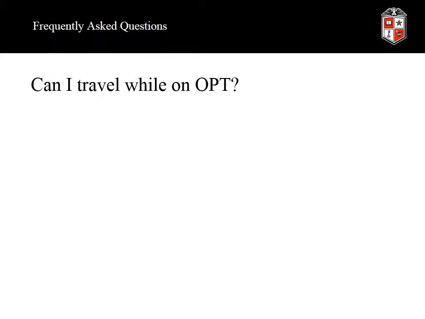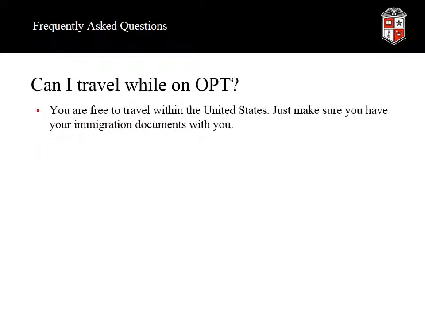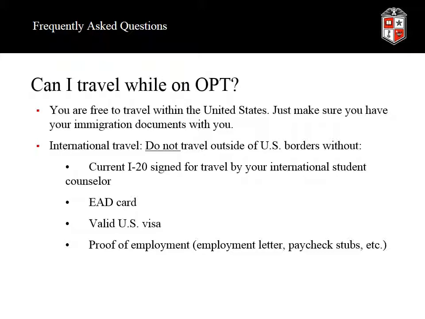Can you travel while on OPT? Yes, you can. You can travel in the United States, of course. Just make sure your immigration documents are with you. But if you're traveling overseas, be careful. You do not want to travel outside the U.S. borders without a current I-20 signed for travel by your international student counselor, a valid employment authorization card or document, and a valid U.S. visa.